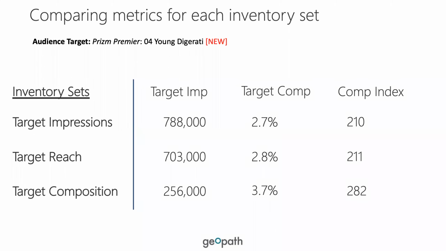But just looking at the metrics here, you would see that the target impressions and target reach inventory sets might yield a bit more favorable TRPs comparatively to the other set. But then again, of course, your index is almost 75 points lower. So it could be a prioritization of one of those metrics or the other for the client.